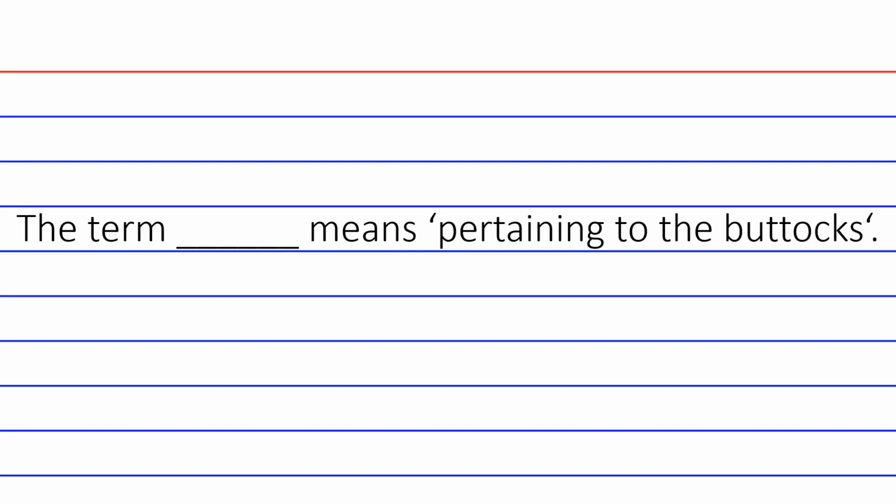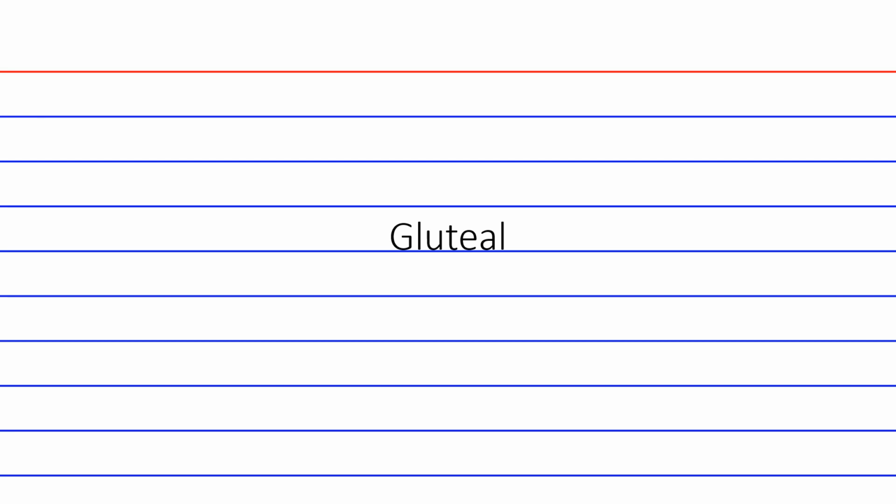This term means pertaining to the buttocks. The answer is gluteal. So if you remember, right, in your buttocks, posteriorly, there's the gluteus maximus and the gluteus medius. And so these are in your gluteal region.